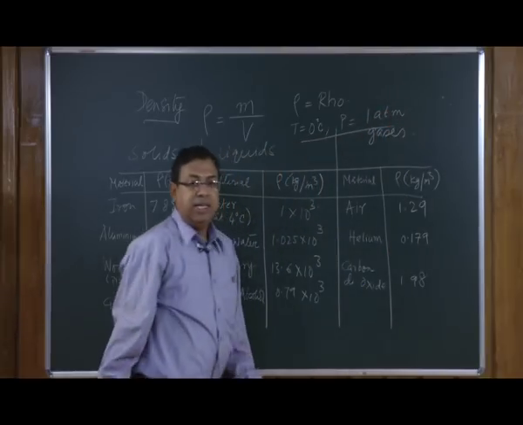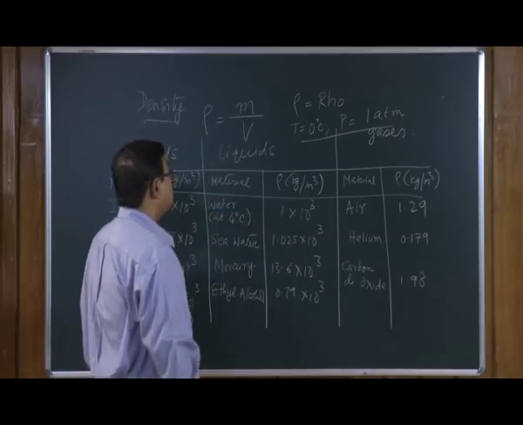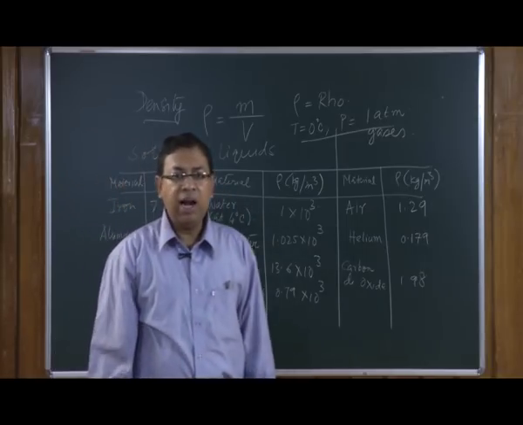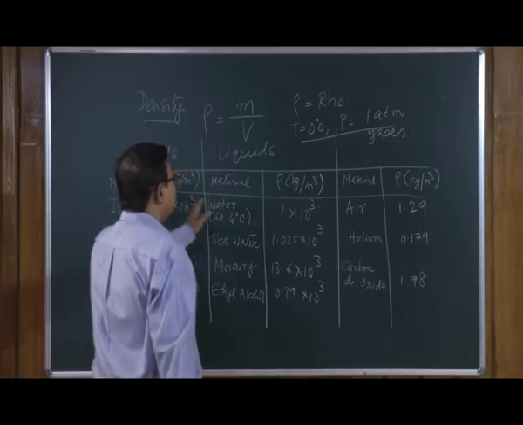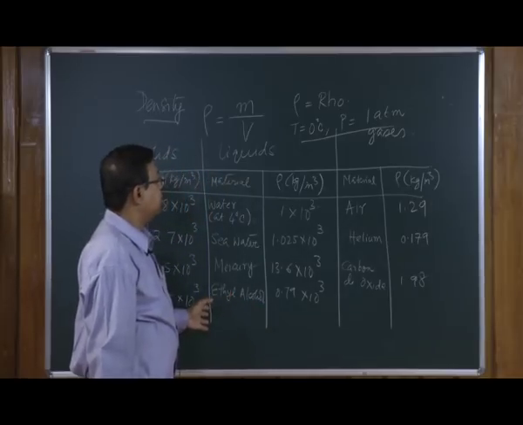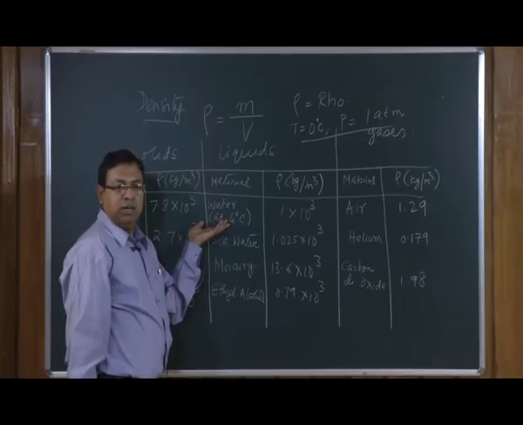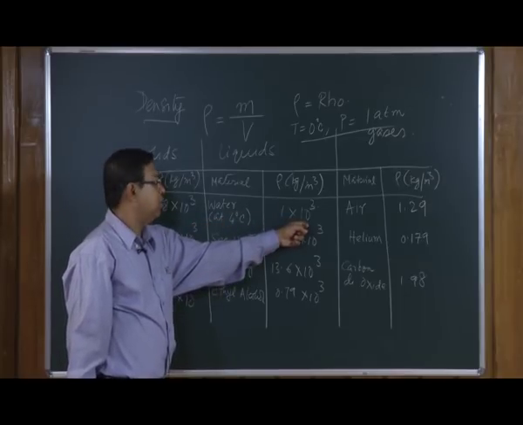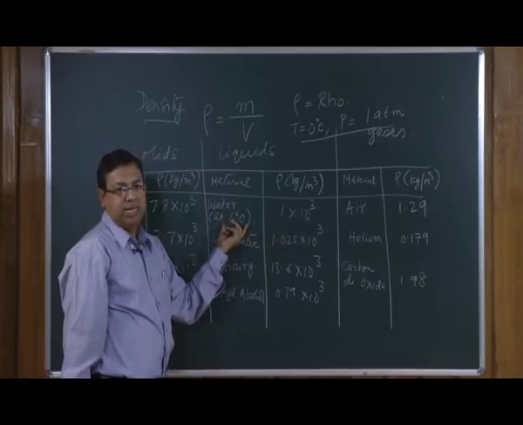In fact, as we have talked earlier, these densities are actually functions of temperature and pressure. So, it is important to mention the temperature and pressure at which the values are quoted. Except for water, the value is equal to 1 into 10 cube kg per meter cube, or 1 gram per cc at 4 degree centigrade.